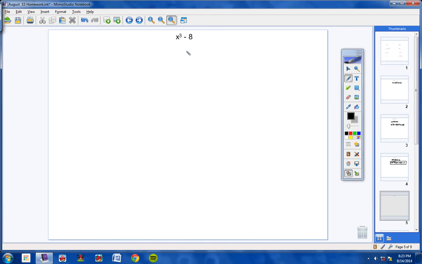x cubed minus 8. Well, this is a pretty simple binomial to factor. First of all, we notice there's nothing common you can pull out of both terms. Secondly, we do notice we have a perfect cube here and a perfect cube here. In other words, we know the cube root of both of those terms. So I'm going to put a little parentheses and then a big parentheses. Okay? In my head, I take the cube root of this term here, and of course the cube root of x cubed is x. I then take the cube root of 8, and that would be 2, and then whatever the sign is right here, I bring that down and put it right here.